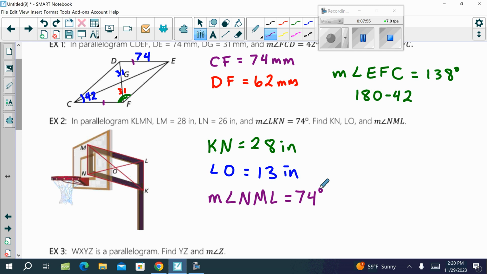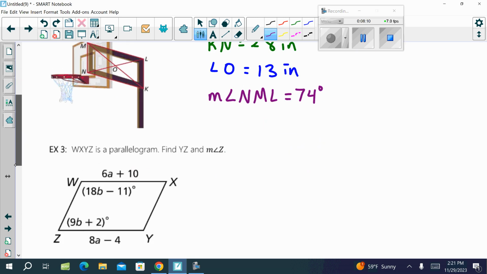Why did we not have to subtract that one? No. Because it's opposite angles. Opposite angles. Very good. Opposite angles are congruent according to our property on the previous page. Okay, next one.